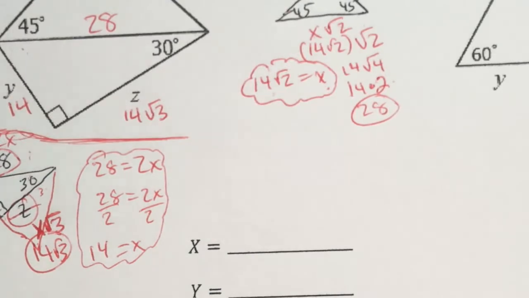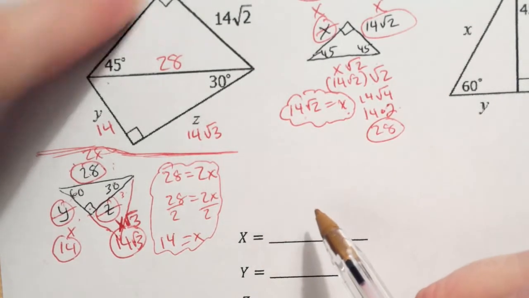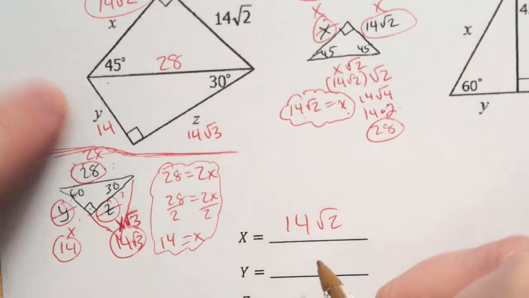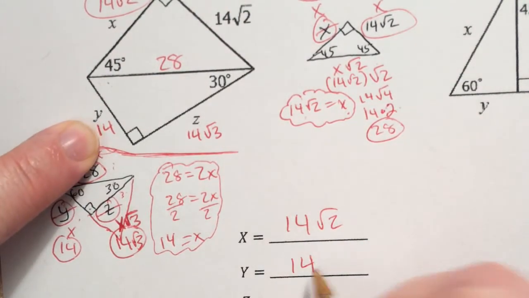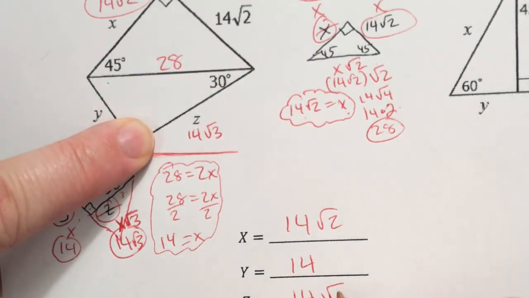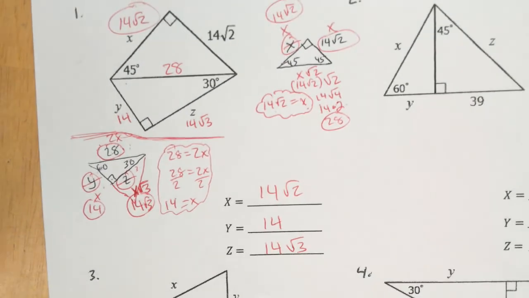All right. Okay, your final step is to answer the questions, right? So this side was a black x. This side was also 14 radical 2. This side was a black y. This also equaled 14. This side was a black z. That would also equal 14 radical 3. And those are your answers. Okay, and that's it. So pretty simple.